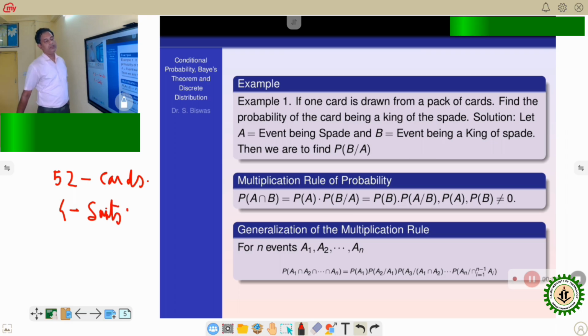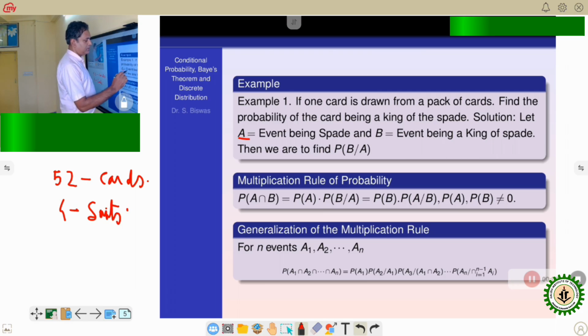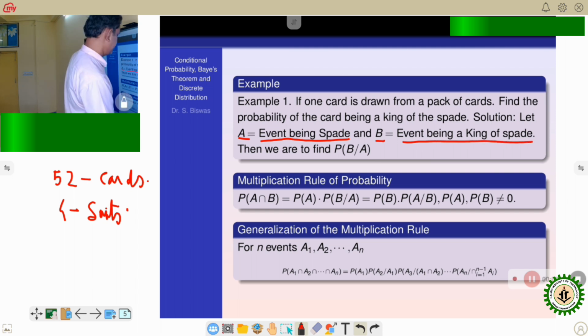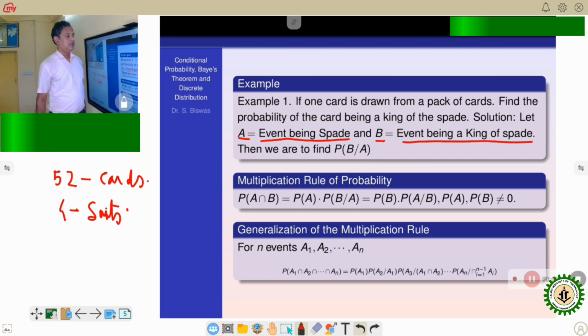Each suit contains 13 cards, so it is 13 into 4 is 52. And in each suit there is only one king. What we have taken as A is the event that the card drawn is a spade, and B is the event that a king of spade is the event B. Then we have to actually find, according to this question, P(B by A).